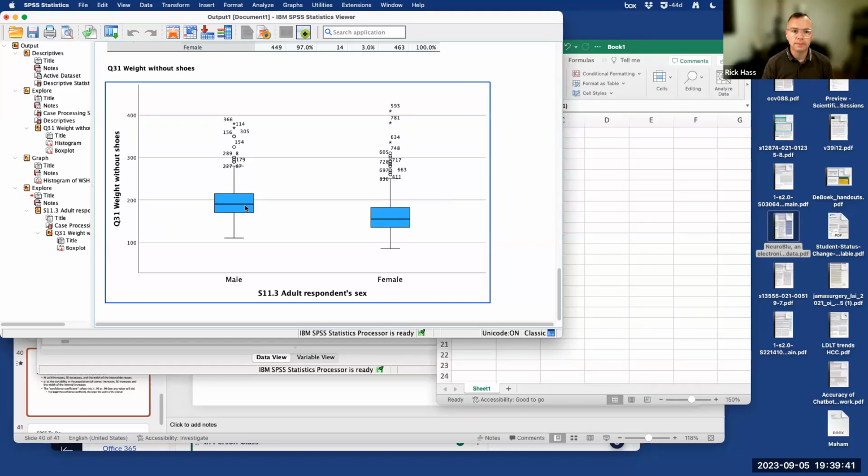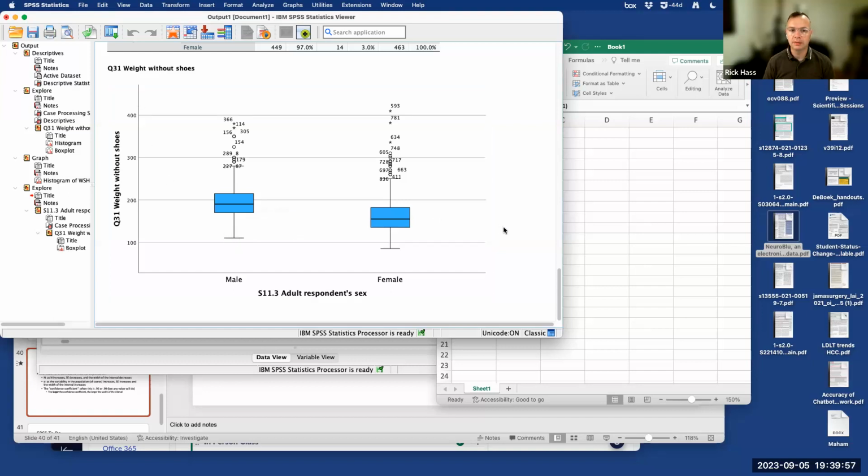The thick black line in the middle is the median. The top of the blue box is the 75th percentile. The bottom of the blue box is the 25th percentile. The whiskers, that's what they call these. So the full name for a box plot is a box and whisker plot.